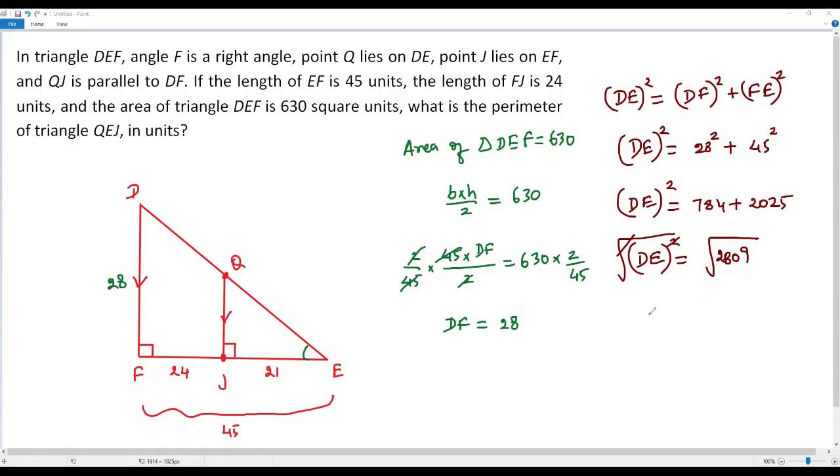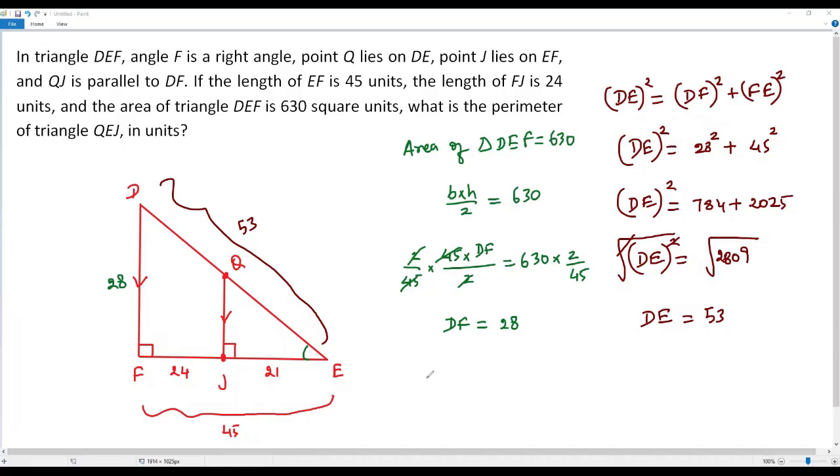on the right side. Then we get DE equals to, okay, now let me get the square root of 2809. That is 53. Okay, here I got the length of the hypotenuse of the bigger right triangle DEF, that is 53. Okay, now we have the lengths for all the three sides of the bigger right triangle DEF.